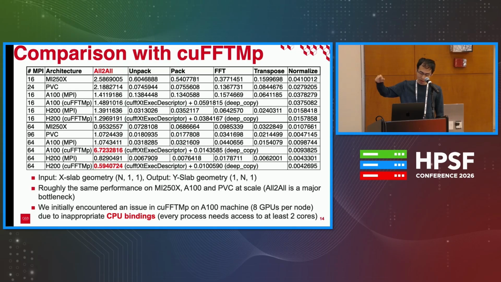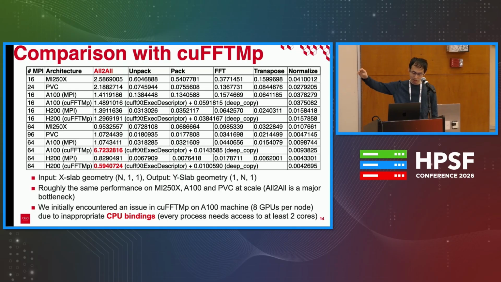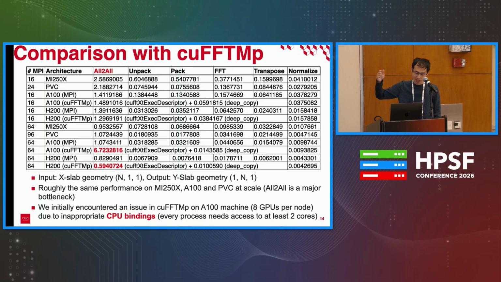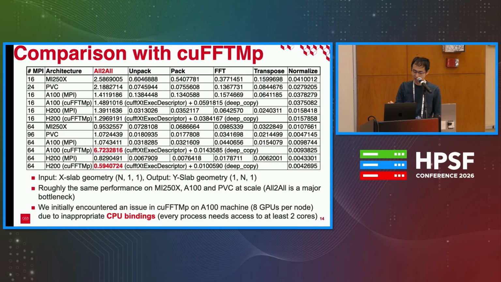At the bottom of this table, for the all-to-all, you can see that in any architecture, roughly the same time is used for the all-to-all, and other parts are less important. So in the end, we have almost the same performance there. In the 624 MPI case, it's not performing very well because this measurement was done before I found the solution to use cuFFT MP correctly.